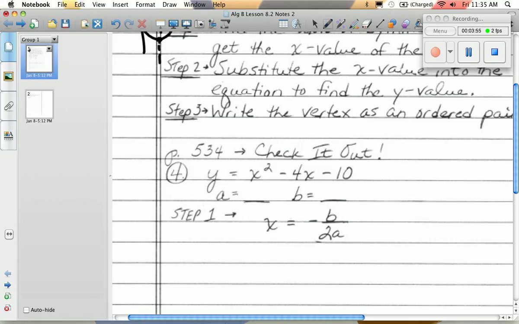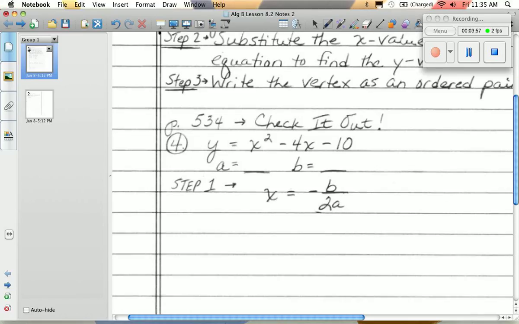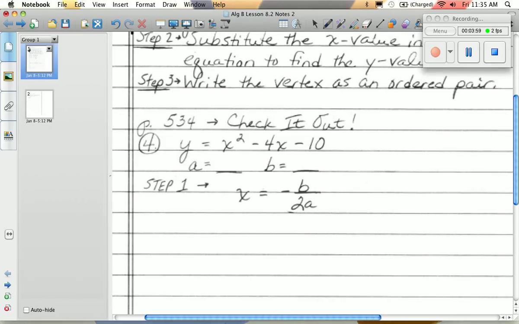Okay, so we are actually doing number 4 on page 534 of the Check It Out column, but I already have it written here, so you really don't need to open your books to it. Why am I only worried about identifying the a and the b right now? That's all you need to go into practice. Yeah, that's all we need to do for that formula in step 1. Because remember, in step 1, we're going to use this formula, x equals negative b over 2a. We're going to find the axis of symmetry.